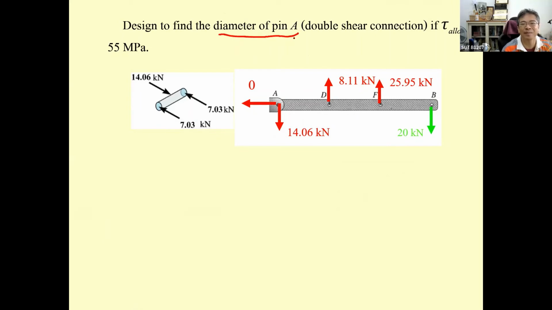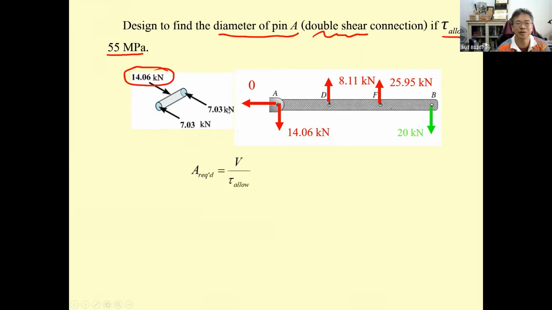Okay, and then they may ask you, since A is the pin, can you find the diameter of the pin A if the tau allowed is 55 megapascal? And then this is chapter 1. Yes, we can relate every chapter together. Okay, since this is going to be what? This is in the form of double shear.